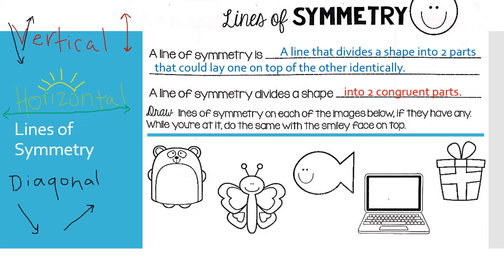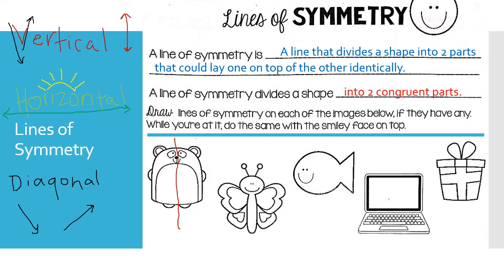Okay, so let's look at our examples. If this little bear here, if I tried to draw a line horizontally, that bear would not match up. But if I tried to draw a line vertically right down the middle of that bear, it would line up perfectly, right? His cute little smile, his cute little eyeballs, his cute little arms and feet would match up and it would lay on top of each other if you could fold that picture in half.